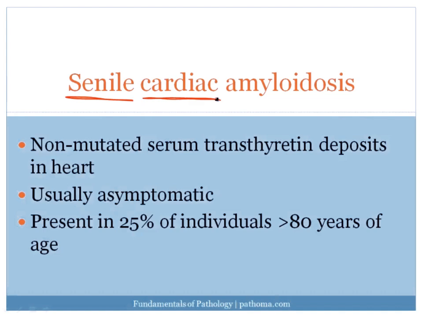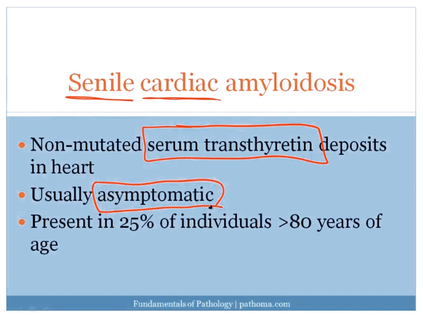It is important for examination purposes to know what the amyloid is in this particular circumstance. It is non-mutated serum transthyretin, and you'll see why I'm highlighting the non-mutated part in a moment. Serum transthyretin is the second most common protein within the blood, and over very long periods of time, it can eventually deposit, particularly in the heart, resulting in senile cardiac amyloidosis. This would be asymptomatic. That's important. And it would be seen in the elderly. In fact, it's relatively common, present in about 25% of individuals over the age of 80.